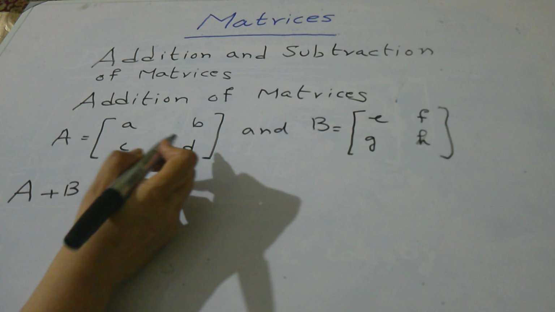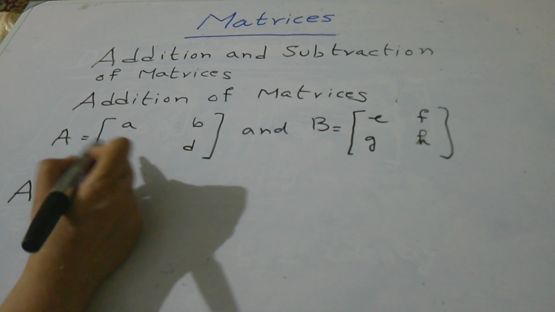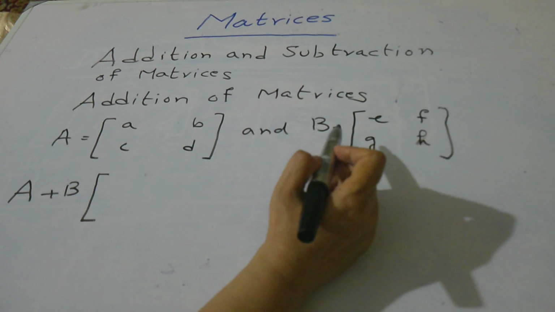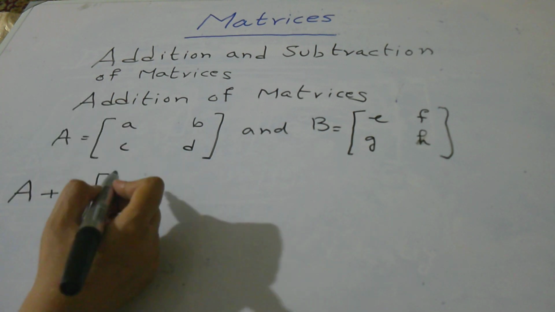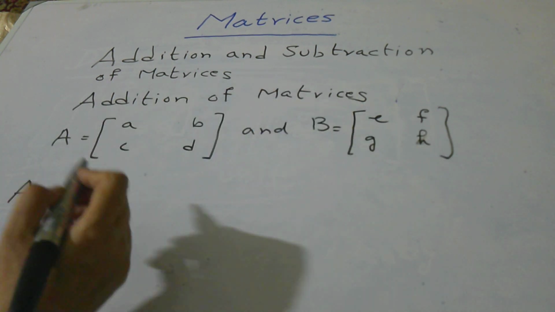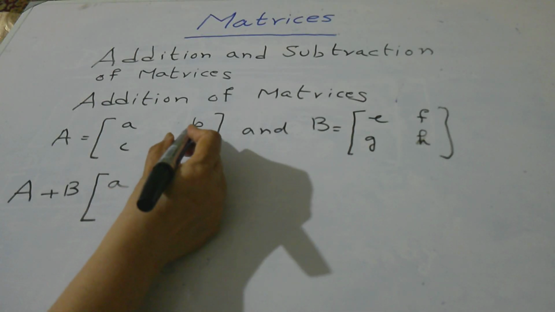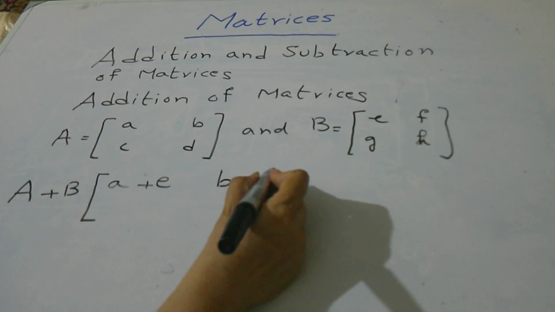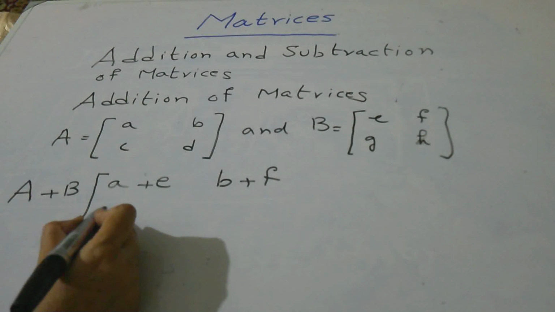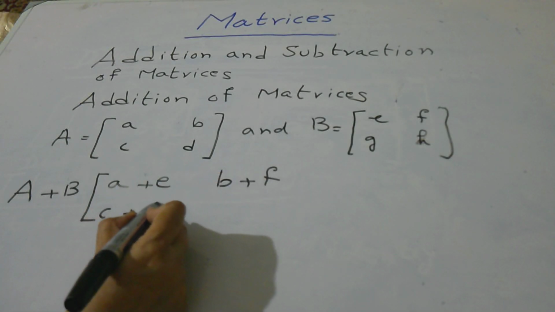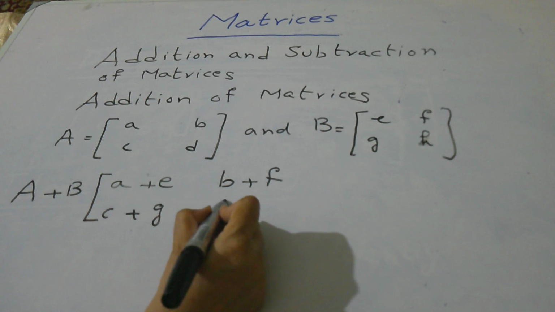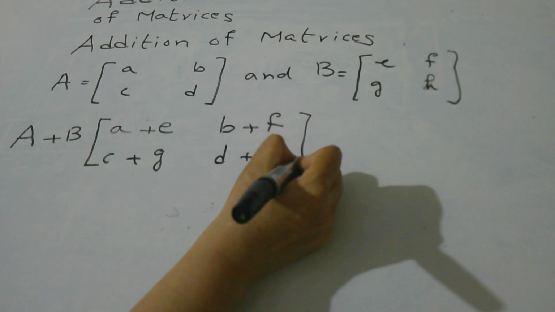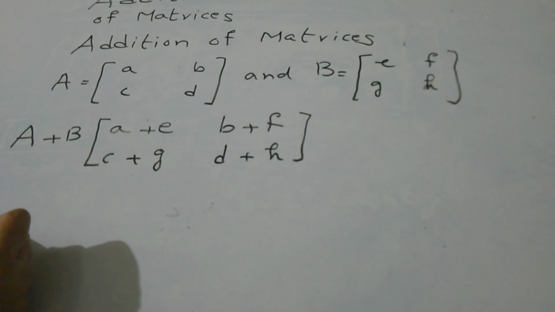A, B, C, D, these are called the elements of matrix A, and E, F, G, H, these are called the elements of matrix B. So first element of A and the first element of B, A plus E, second element of A and second element of B, third element of A, third element of B, fourth element of A and the fourth element of B. So this is called addition of matrices.